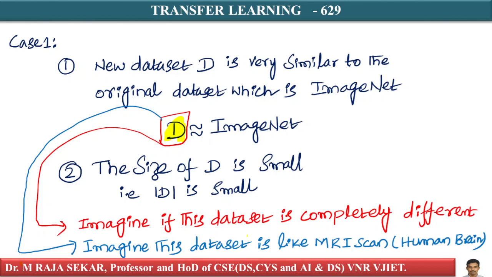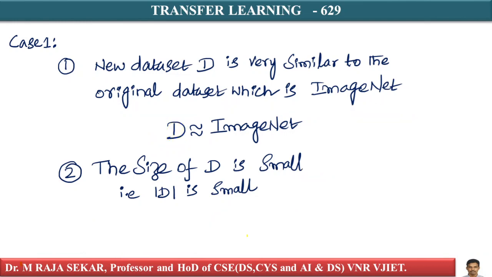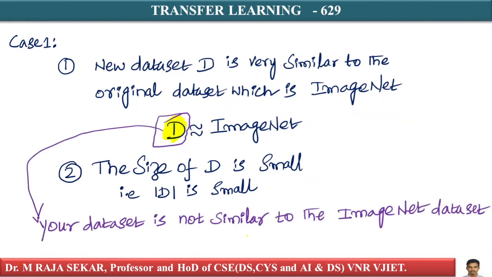If the ImageNet data set does not have any brain scans, and your data set has brain scans, and you want to determine whether there is a tumor in the brain, then your data set is not similar to the ImageNet data set. We will see what to do then. This is case 1, isn't it?